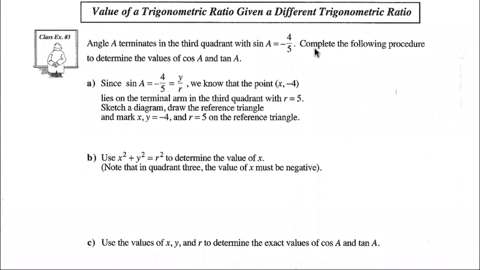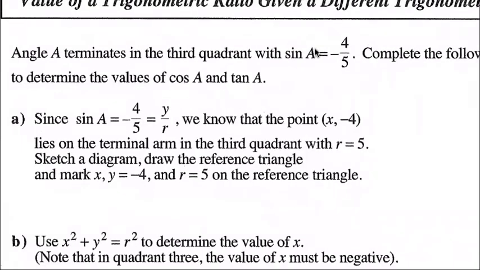Angle A terminates in the third quadrant with sine A equal to -4/5. Complete the following procedure to determine the values of cos A and tangent A. So since sine A is -4/5, which is equal to y/r, we know that the point is x is something, and y is -4. So I know that the negative sign goes on the top because r has to be positive. R has to be positive, so the negative has to go on the top.